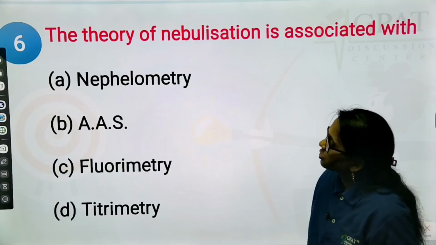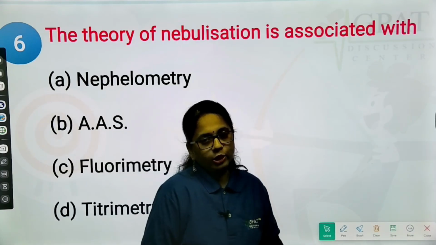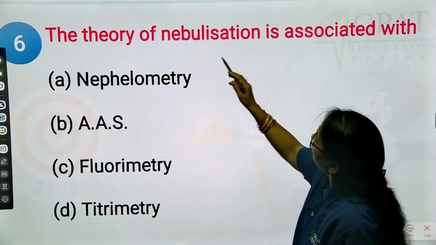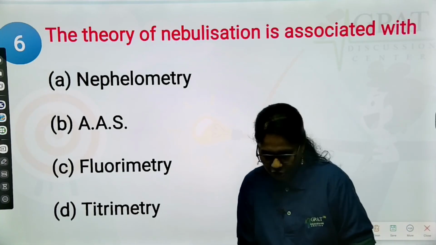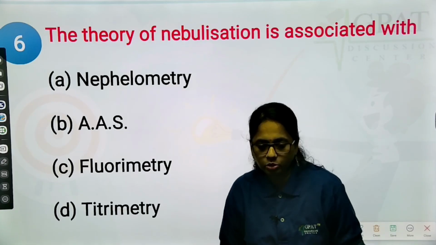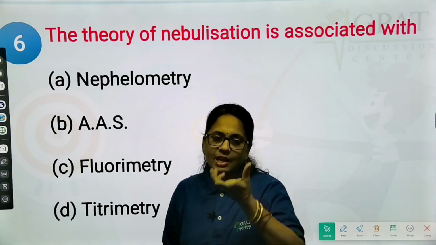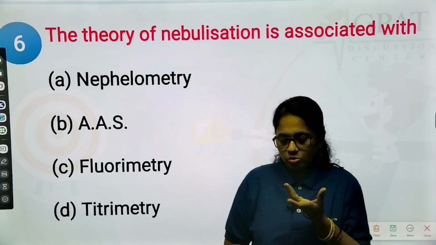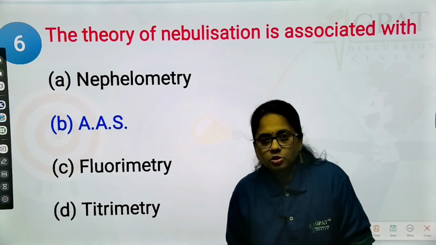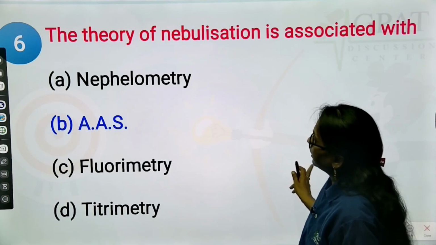Okay. Next question, the theory of nebulization. Whenever we want to input the sample in atomic absorption spectroscopy, we are going to use a nebulization process. So the theory of nebulization is associated with which technique? Nephelometry, atomic absorption spectroscopy, AAS, fluorimetry, titrimetry. In the AAS only we are going to use the nebulization process in order to spray the sample into the flame. Okay, so the nebulizer is highly helpful in making the solution uniform, and we can incorporate the sample directly into the flame without any wastage.